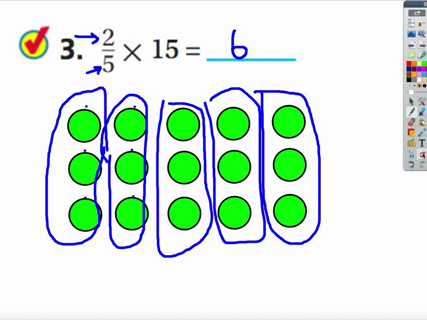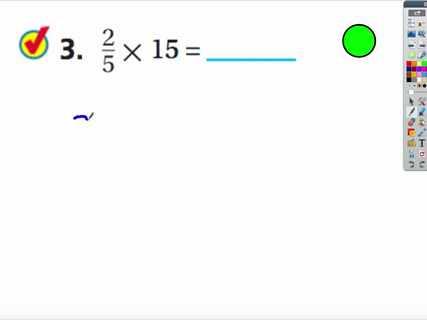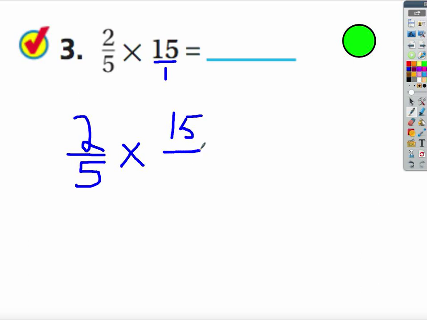Now, if I was going to do the math method of this, when we multiply fractions, the rule is you have to multiply fractions times fractions. So in this case, I have 15. So in order to turn 15 into a fraction, all we do if it's a whole number is put the number 1 underneath it. And it makes sense because 15 divided by 1 is 15. So we'll put a 15 here. Now I should get the same answer I got with the drawing method of 6.